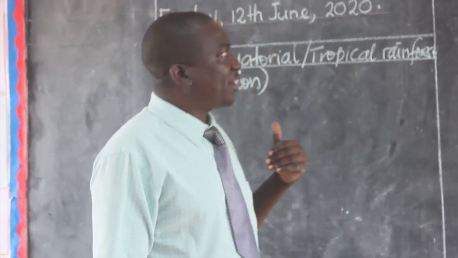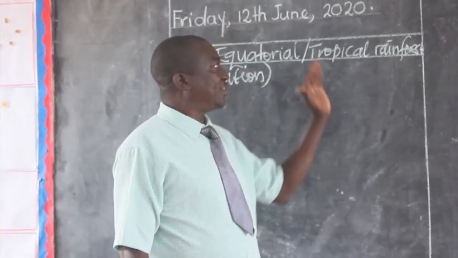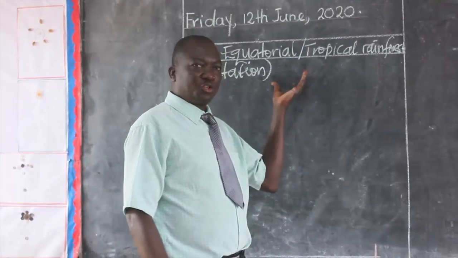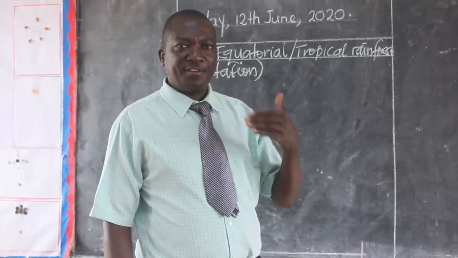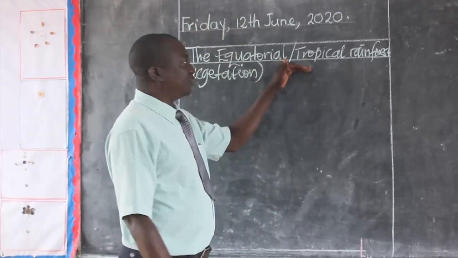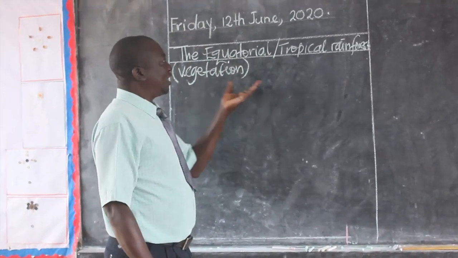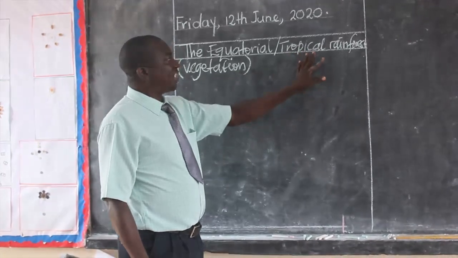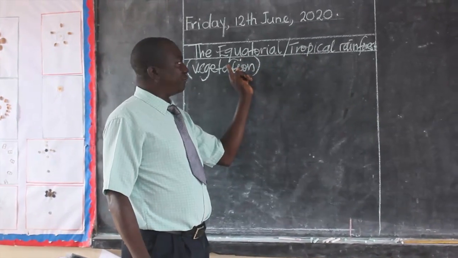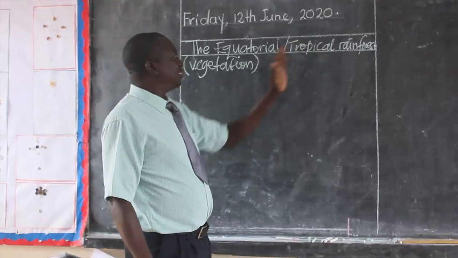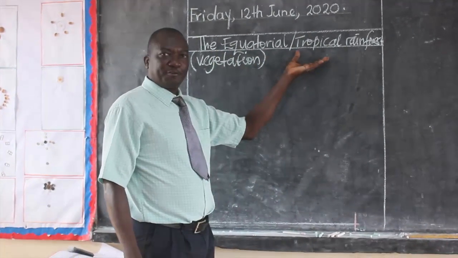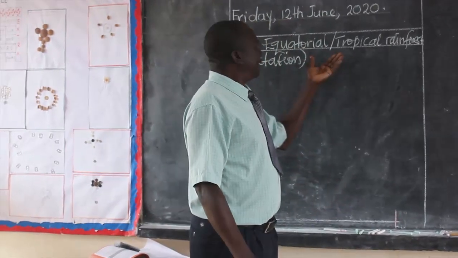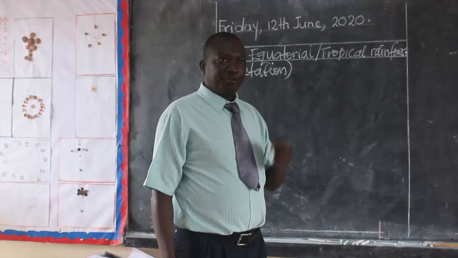Therefore, when we come to look at our map showing the vegetation zones, from our notes that you will have, they will clearly show you where we have these different vegetation zones. So today we want to look at the equatorial or the tropical rainforest. Sometimes these two words confuse you. So when you come across this, it is the same with that. Therefore, don't get confused from here. Now, what is this equatorial vegetation or the tropical rainforest?